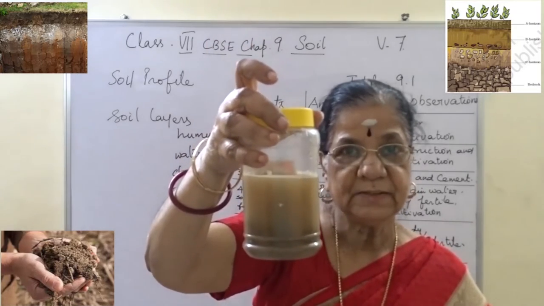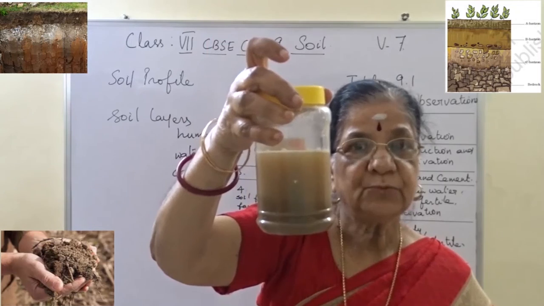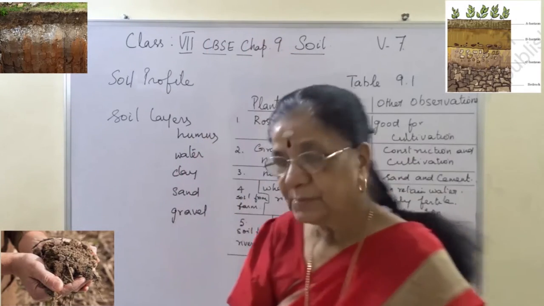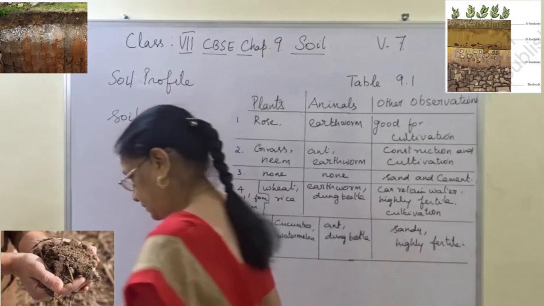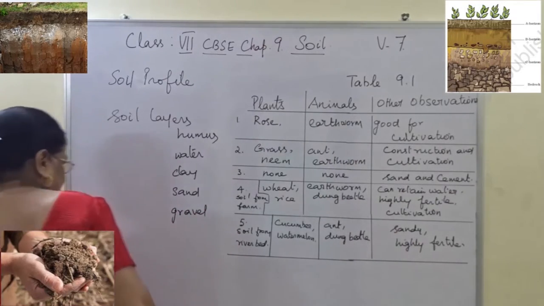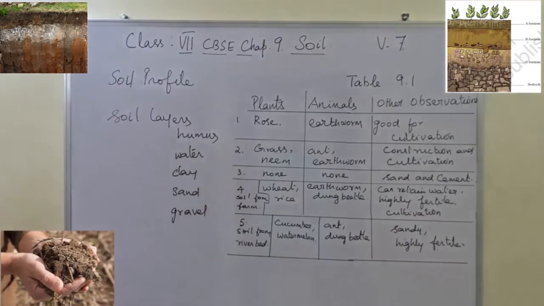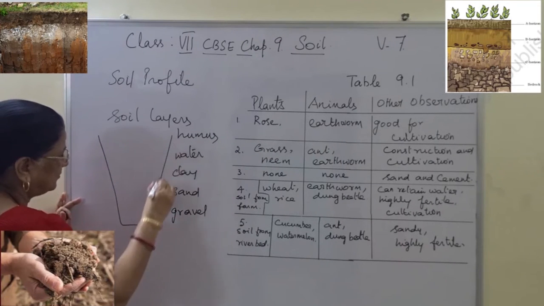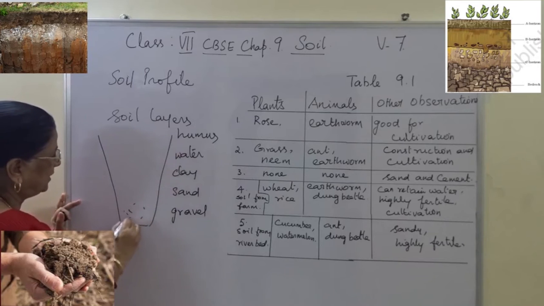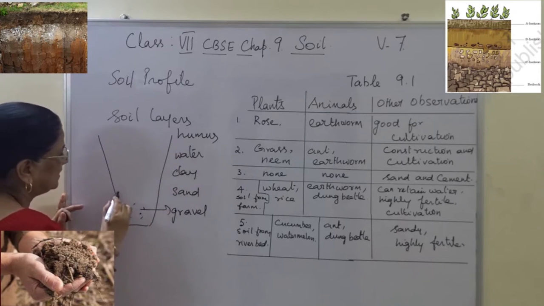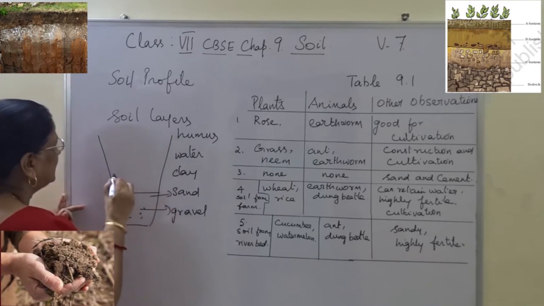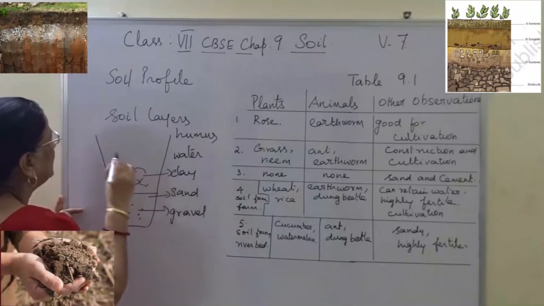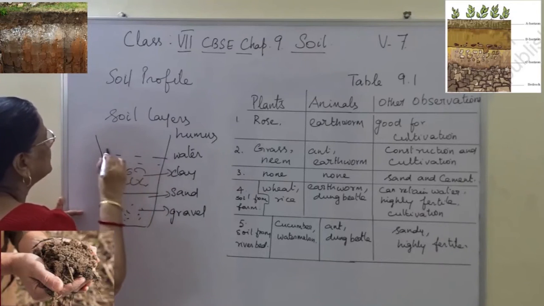I hope you understand. This is the experiment to find the layers of soil. So, as we find in the glass, here is a big particle gravel, then fine sand, then some more big clay, and then water.